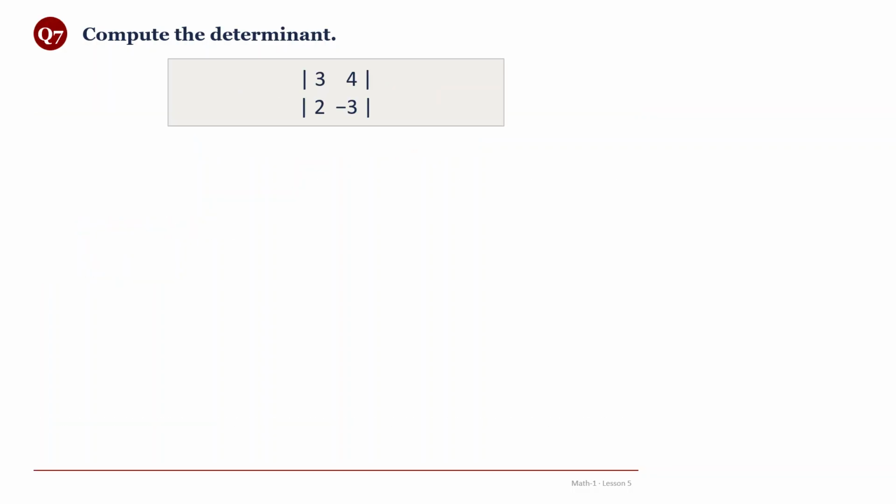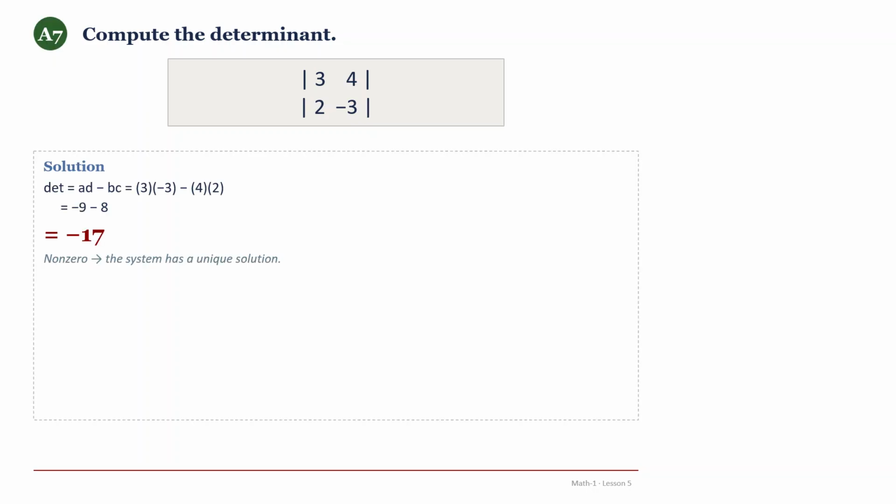Question 7. What is the determinant of the matrix with entries 3, 4 in the first row and 2, negative 3 in the second row? Just give the number. Remember the formula: diagonal product minus anti-diagonal product. The answer is negative 17.